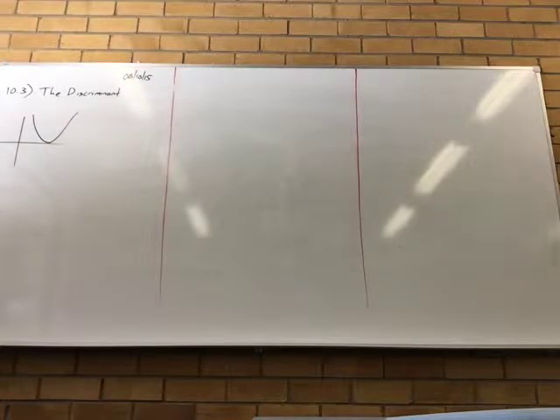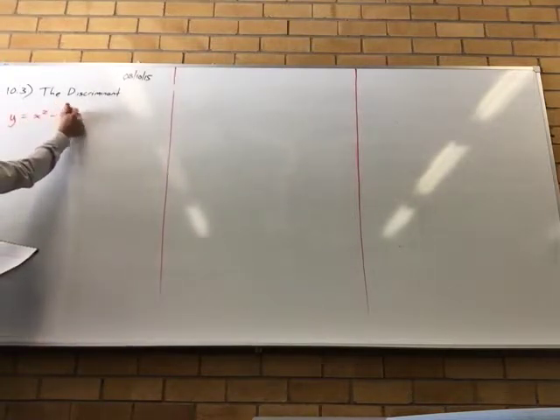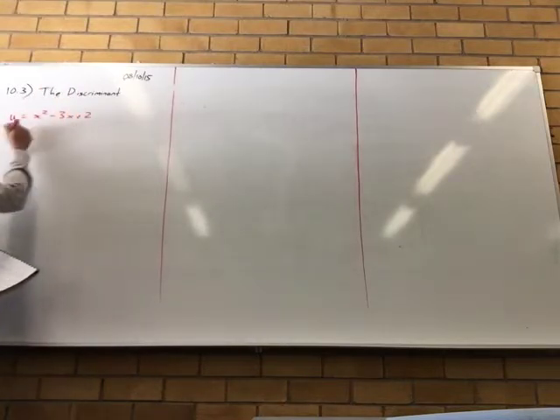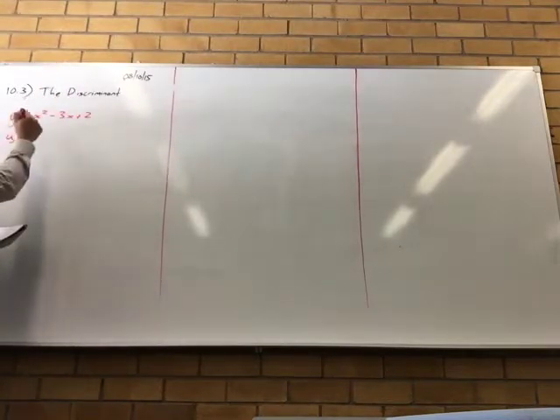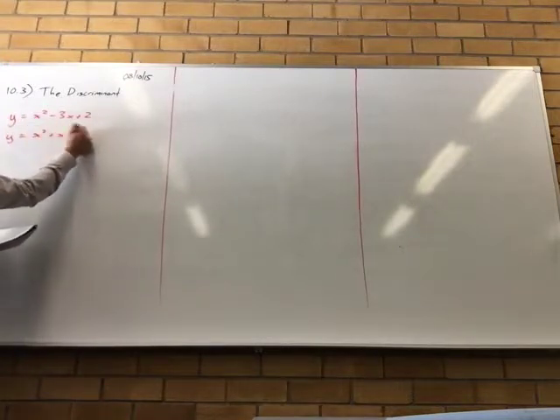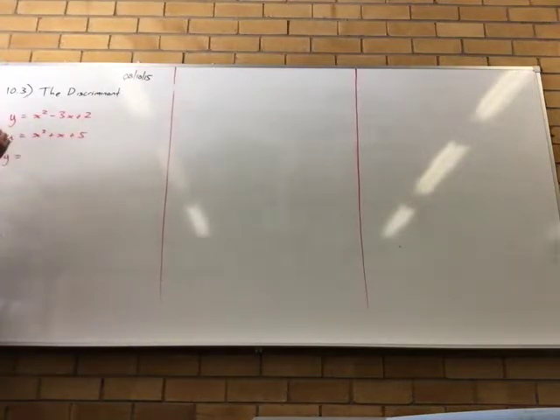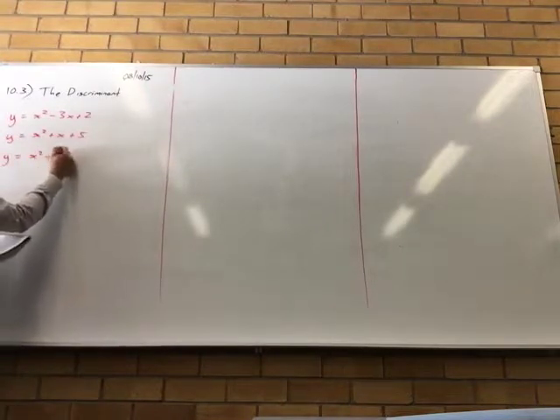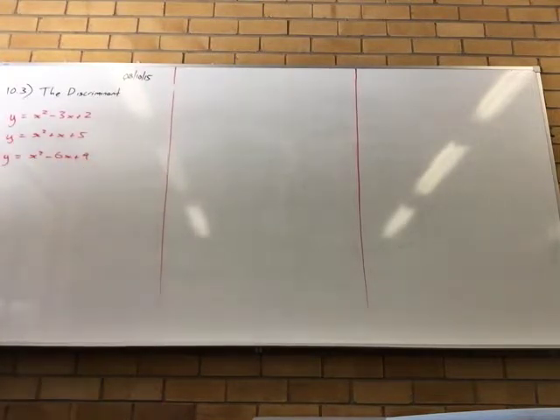So, to open the idea of what we're leading into with the heading, we are going to have a quick look at the exercise there. So, straight from your notes: A, y equals x squared take away 3x plus 2; B, y equals x squared plus x plus 5; C, y equals x squared take away 6x plus 9.